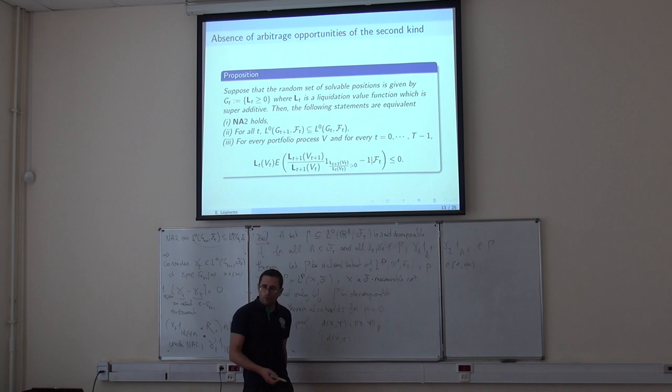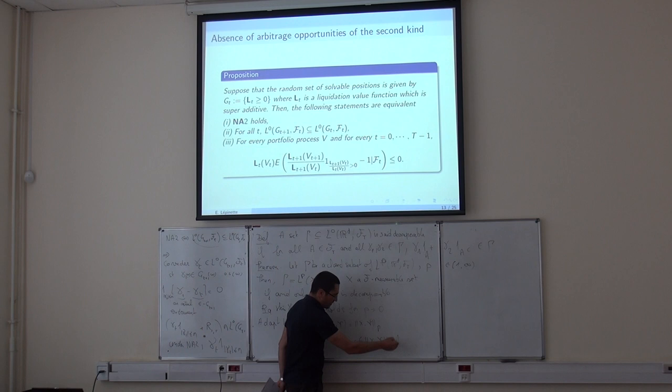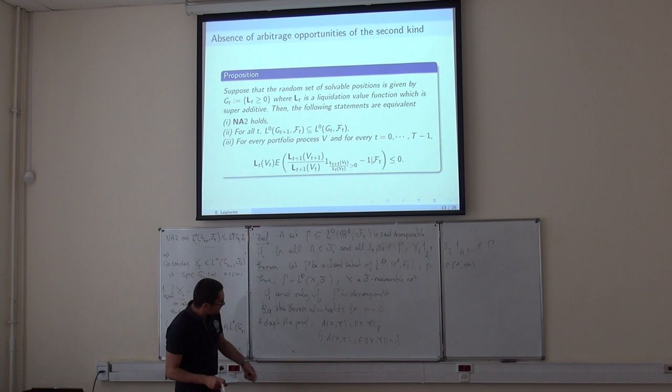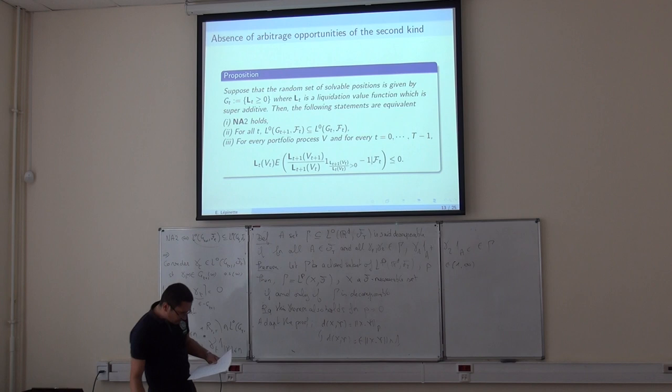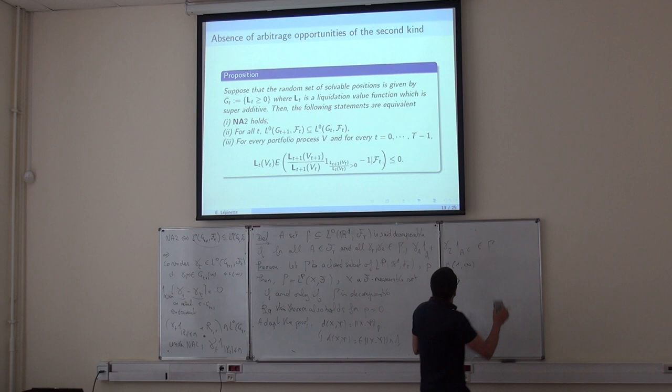So, the expectation of the norm of x minus 1, in 1. Okay, and then the proof is the same. So you consider the metric, the topology on L0 for the convergence in probability. So this is usual.